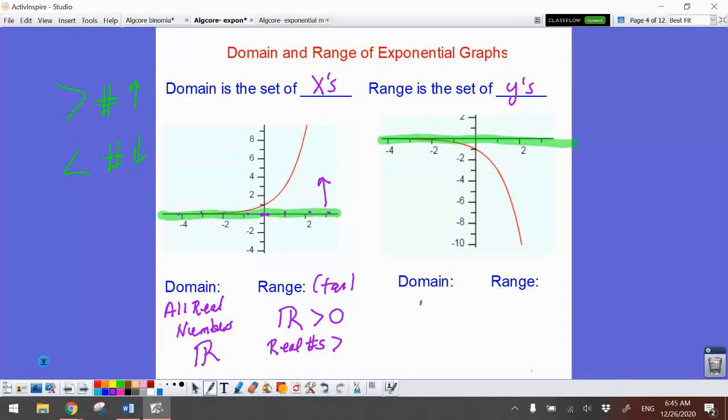Now this next one, the domain, again, is real numbers. It doesn't change. It's always going to be real numbers unless it is a word problem. Well, this one goes down. Okay, it's going down. So I know that I have real numbers, but this time I'm less than, and the tail is at 0. Okay, the tail is at 0. So it's all controlled by where this tail is. Let's look at a few more.